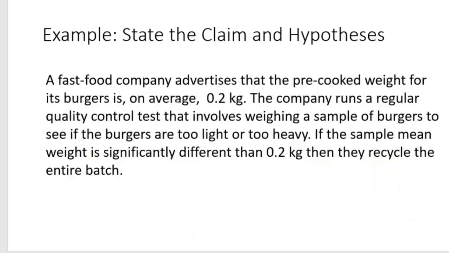So let's look at this again. A fast food company advertises the pre-cooked weight for their burgers is on average 0.2 kilogram. The company runs a regular quality control test that involves weighing a sample of burgers to see if the burgers are too light or too heavy. If the sample mean is significantly different, then they recycle the entire batch. So what could we use for the hypotheses and for the claims here?